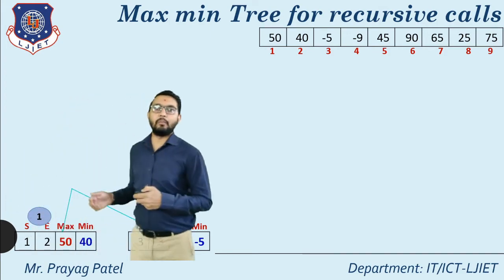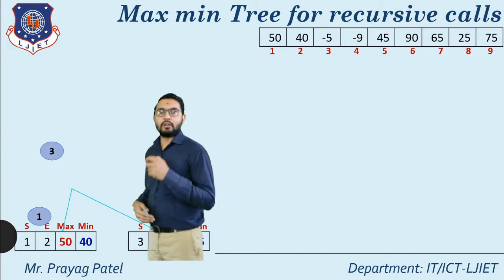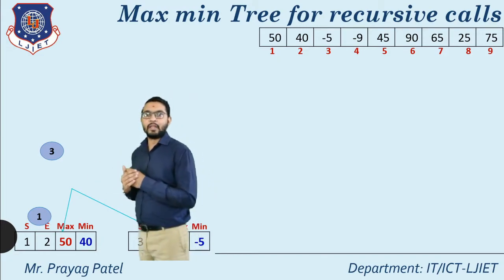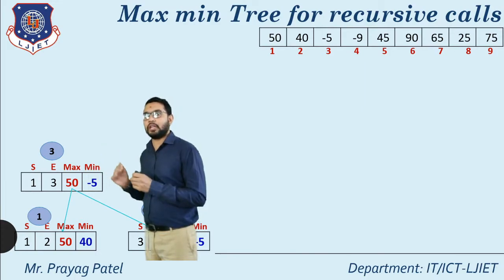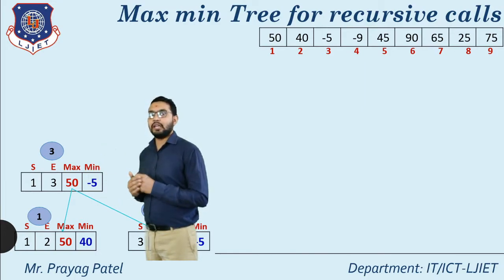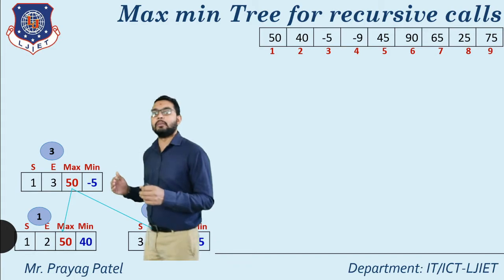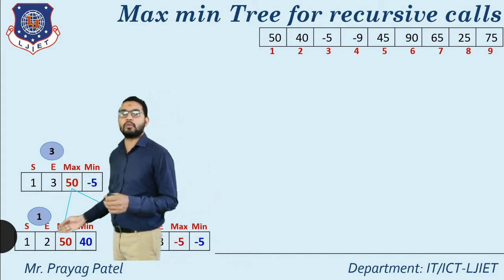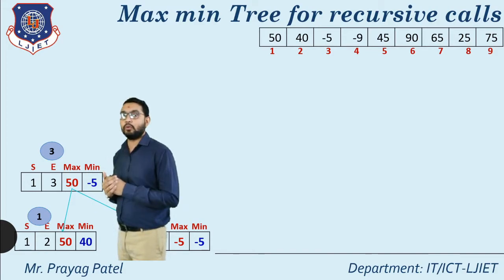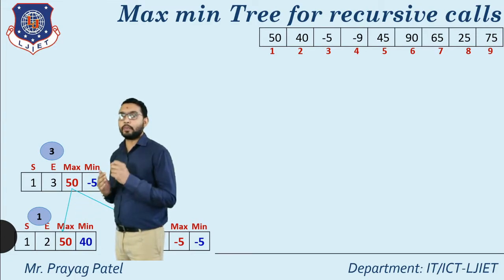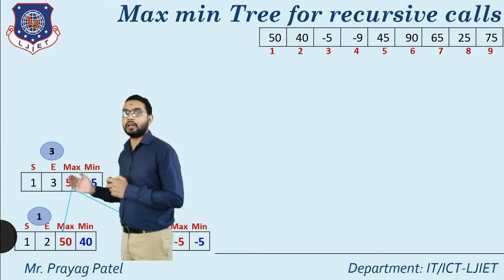Now after that, combine these two arrays, location 1, 2 with location 3. So for the third step, consider the location 1, 2, 3. Starting point is 1, ending point is 3. For the minimum, compare both minimum values. In the first list the minimum value is 40 and in the second list the minimum value is -5. So minimum equal to -5. Compare both maximum values, first 50 and second -5. So maximum equal to 50. Now this is our third step.